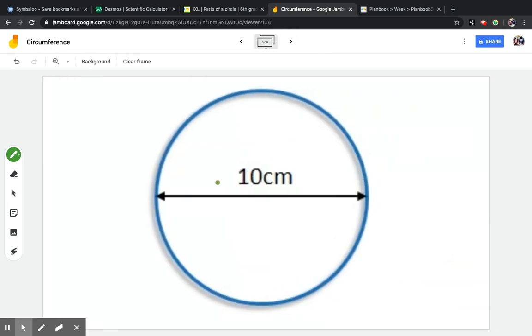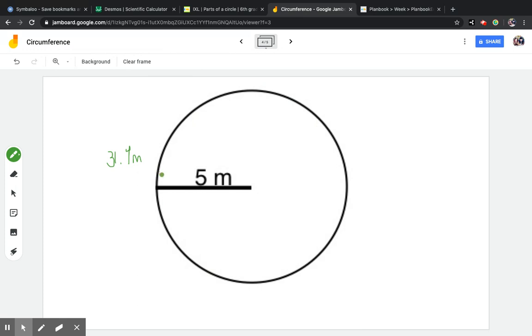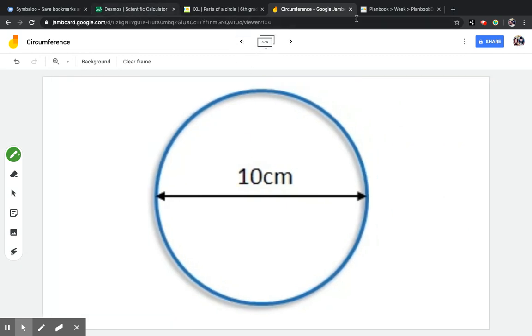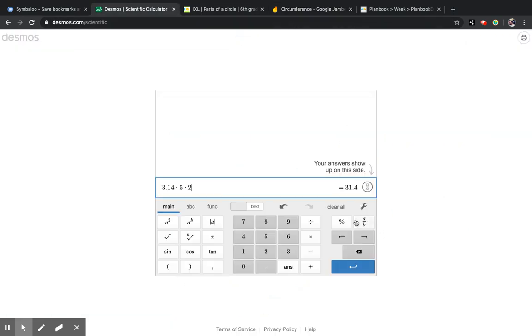All right, now this is the diameter. It's the same thing as my radius. If I had 2 radii on here, this would be 10. Okay, so now I'm going to take 10 times 3.14. And I get 31.4. So that basically demonstrates that the formulas go in together.